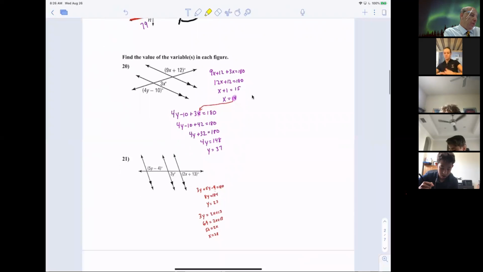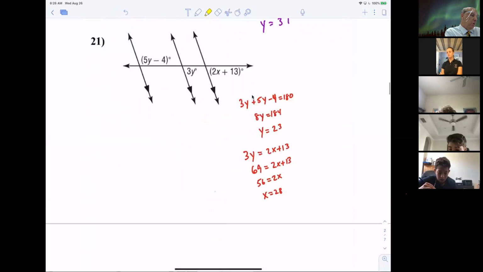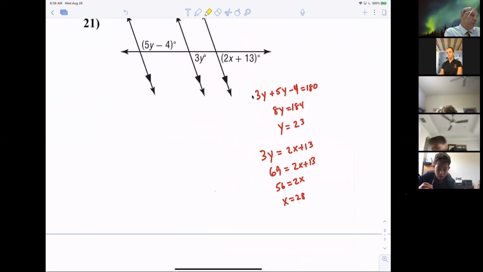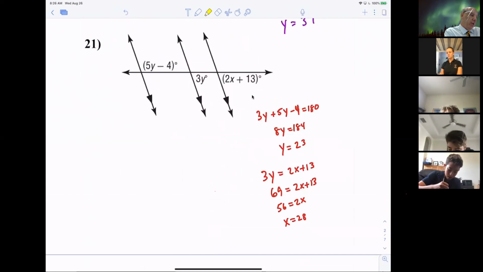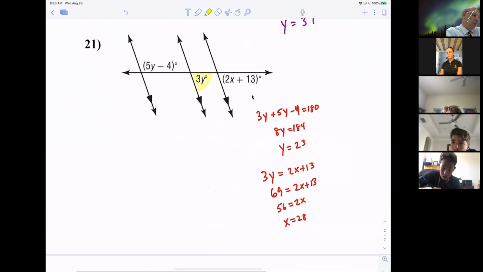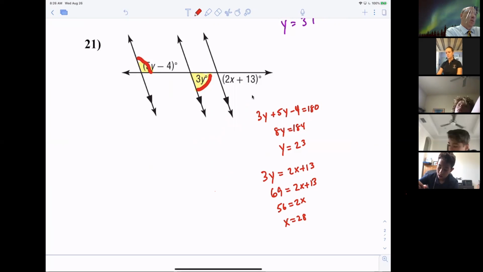All right, now, I don't think 21 and 20 are that hard, right? 21. So all three lines are parallel, right? So to me, this angle and this angle add up to 180. You agree with that? Now, one way I tell kids to remember it is this angle is acute, and this angle is obtuse. So that's an easy way.